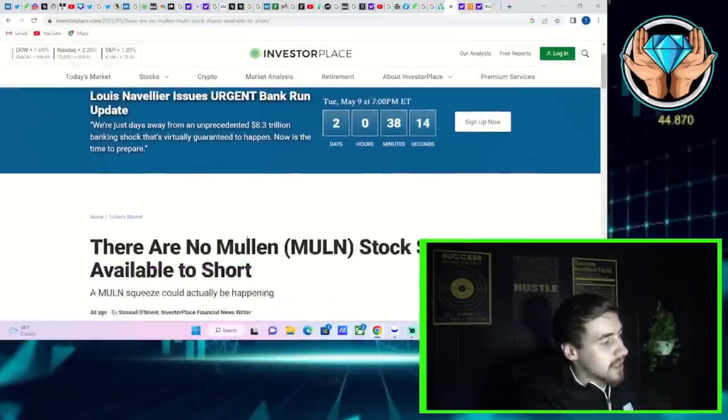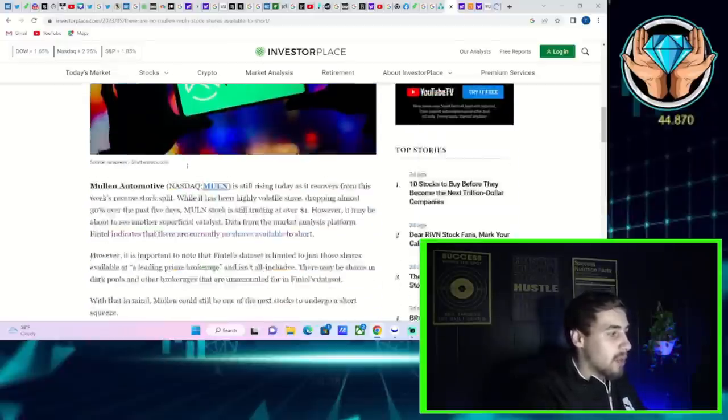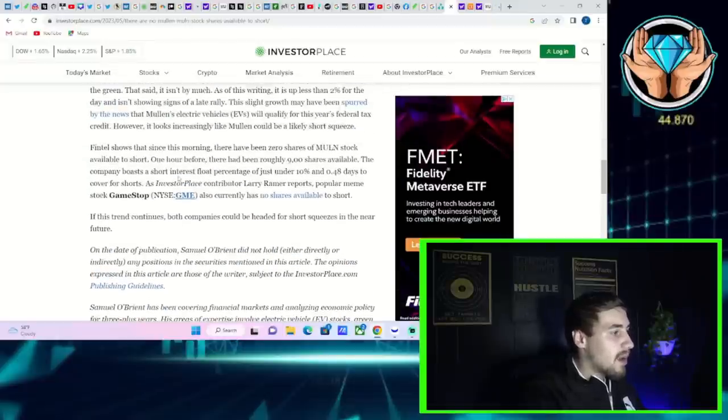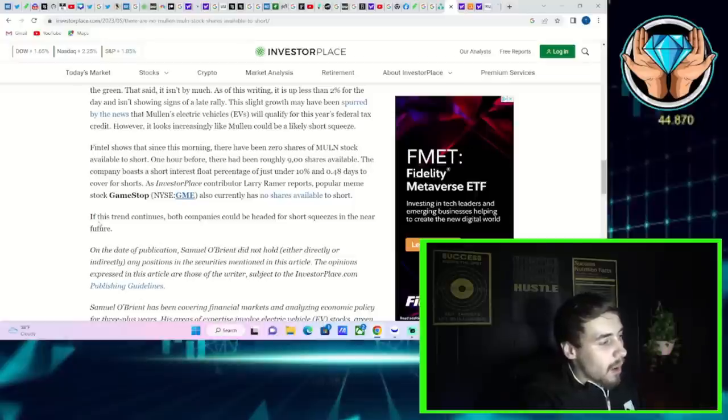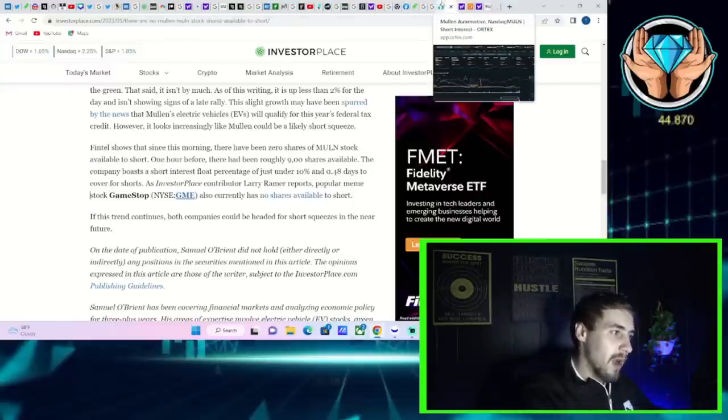If you also take a look at this article from Investor Place, they tend to be pretty positive and constructive on MULLEN. It says there are no MULLEN stock shares available to short. The last sentence of this article: if this trend continues, both companies could be headed for short squeezes in the near future. And they're also talking about GameStop. Okay. So what's the bottom line, right?